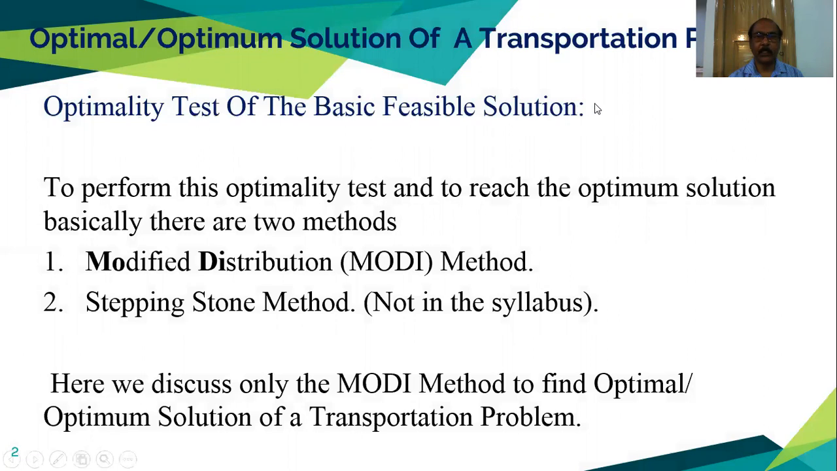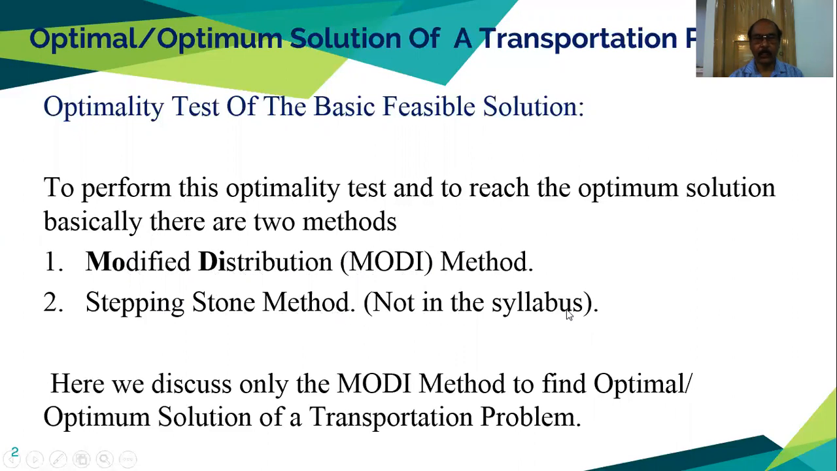Optimality test of the basic feasible solution. To perform this optimality test and to reach the optimum solution, basically there are two methods. One method is named the modified distribution method, that is the MODI method, MO from modified and DI from distribution. It's basically known as the MODI method. Another method is known as the stepping stone method.